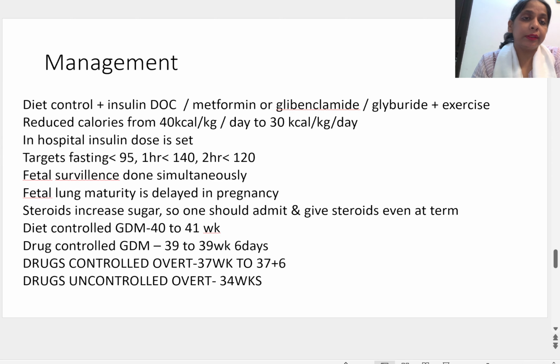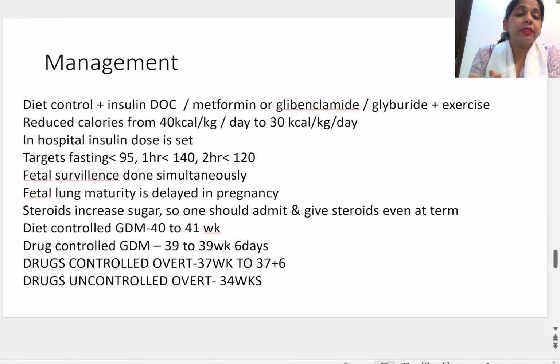Normally the calories which a female takes in pregnancy are around 40 kilocalories per kg. And here, if the patient has diabetes, we have to reduce the calories, so we will give up to 30 kilocalories per kg per day. Okay, you have to remember these data. These are asked, because these are quite common problems. Then next is exercise, just 30 minutes.